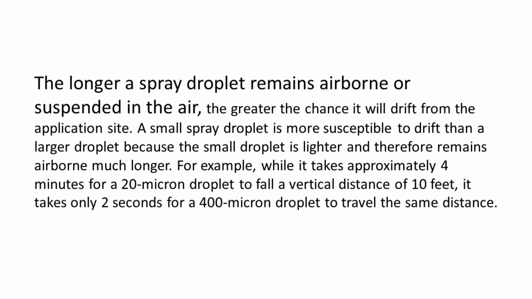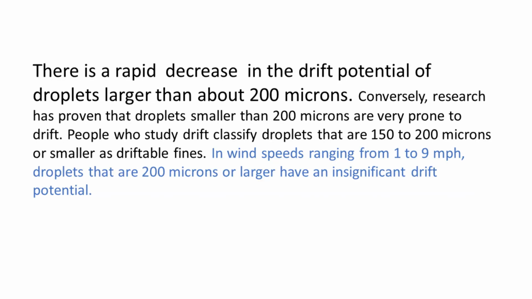For example, while it takes approximately 4 minutes for a 20 micron droplet to fall a vertical distance of 10 feet, it takes only 2 seconds for a 400 micron droplet to travel the same distance. There is a rapid decrease in the drift potential of droplets larger than about 200 microns. Conversely, research has proven that droplets smaller than 200 microns are very prone to drift. People who study drift classify droplets that are 150 to 200 microns or smaller as driftable fines.